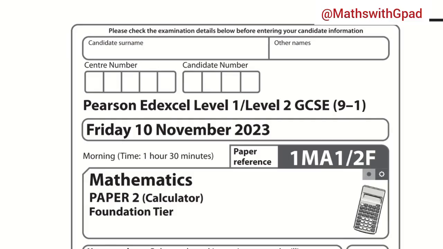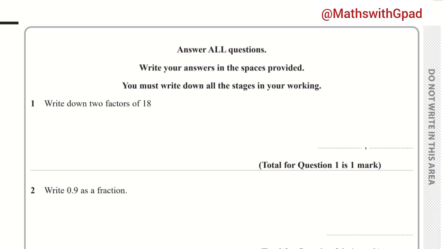This is the Edexcel Foundation Paper 2 calculator paper from November 2023. So let's get right on it. So let's begin with question number 1. It says write down 2 factors of 18.